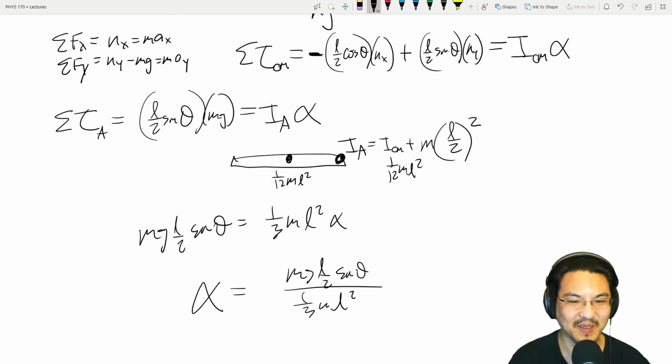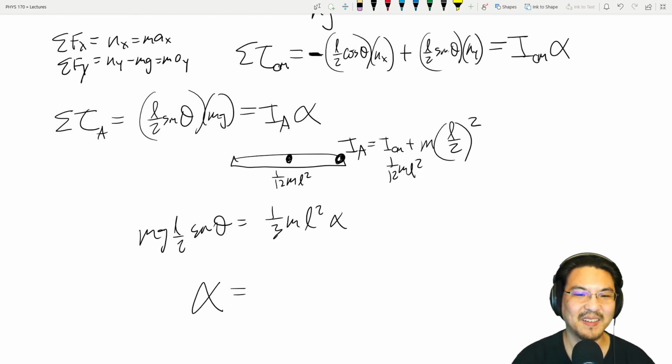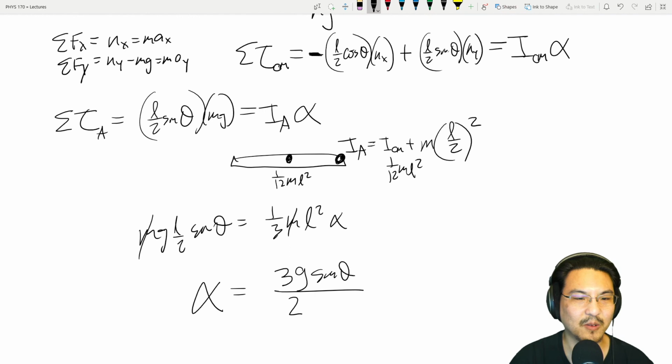Things cancel: the mass m cancels, and then there's L and L squared, so this will be 3g sine theta over 2L. So that's it.